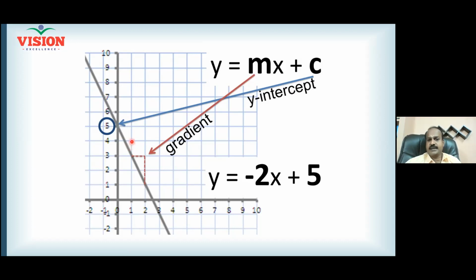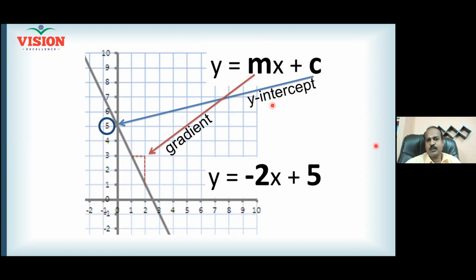A straight line can be expressed in the form of y equal to mx plus c, where m is the slope of the line. M is called the gradient. Trigonometrically, you can call m as tan theta. And c is called the y-intercept. Once m and c are known, you can write the equation yourself. You don't have to depend on the software.